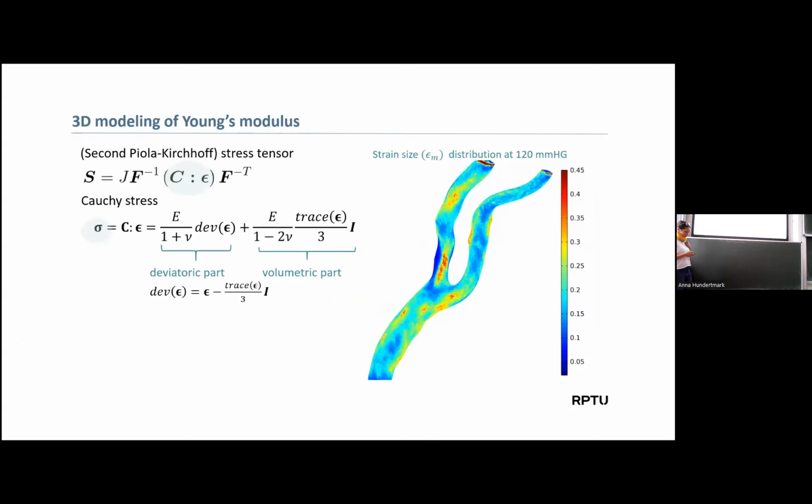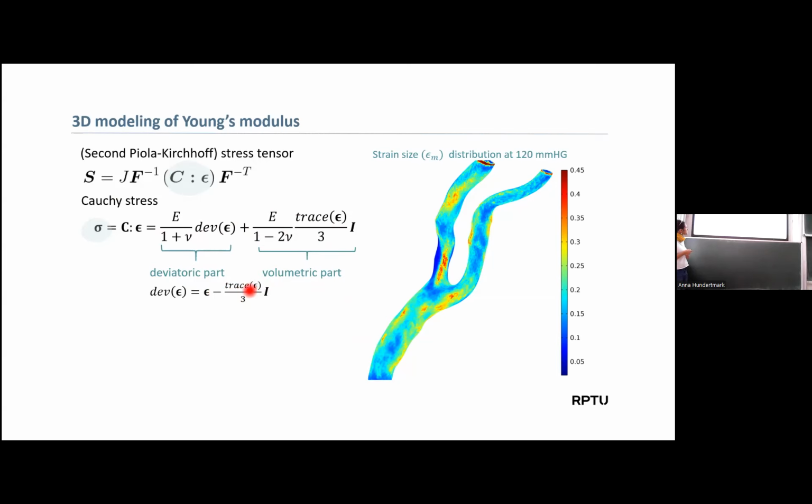Okay. Then the question was how. So we look at the second Piola-Kirchhoff tensor, which is in principle the strain multiplied with some elasticity tensor, C. And C times epsilon is the Cauchy stress tensor. And this Cauchy stress tensor has two parts. The first is the deviatoric part, and the second one is the volumetric part. The volumetric part is responsible for volume change, and the deviatoric part is responsible for shape change, for the deformation.